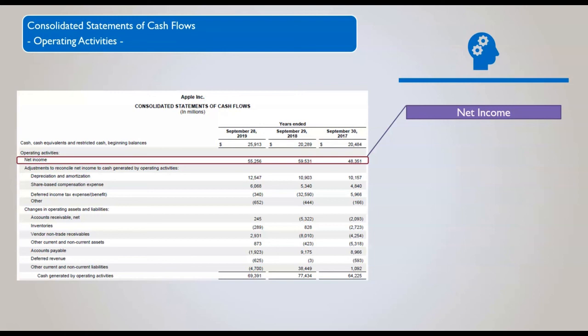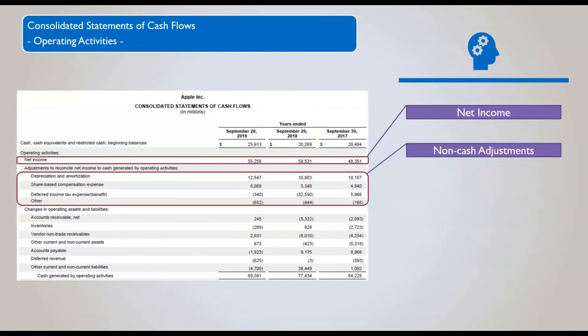So what are non-cash adjustments? It's this section of the operating cash flows. We have depreciation and amortization of $12.5 billion. This mostly relates to the depreciation on Apple's PP&E, or property, plant, and equipment. We also have $6.1 billion related to the share-based compensation expense. Again, this is a non-cash item and relates to the stock-based benefit plans that Apple has in place.